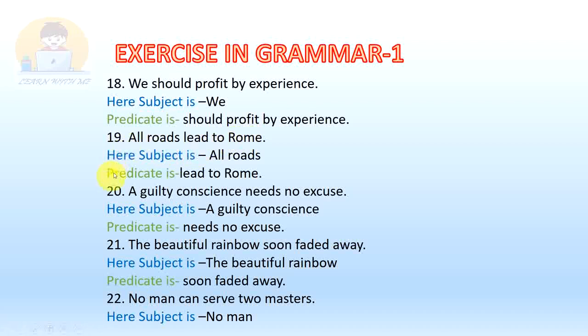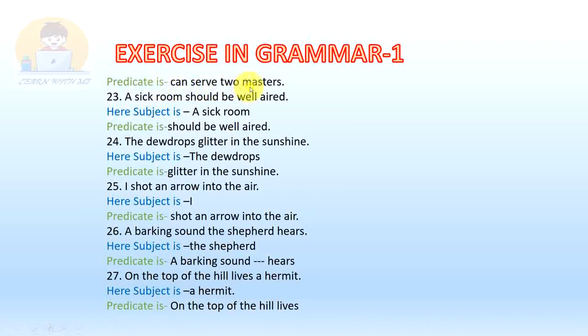19. All roads lead to Rome. Here subject is all roads. Predicate is lead to Rome. 20. A guilty conscience needs no excuse. Here subject is a guilty conscience. Predicate is needs no excuse. 21. The beautiful rainbow soon faded away. Here subject is the beautiful rainbow. Predicate is soon faded away. 22. No man can serve two masters. Here subject is no man. Predicate is can serve two masters.